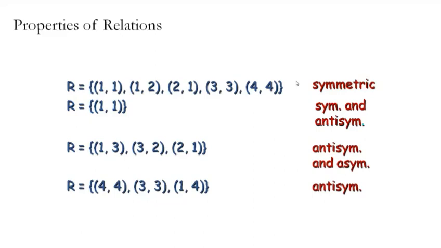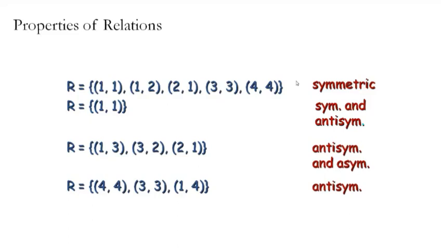Now what are the other features? 1 comma 3, 3 comma 1 is there? 3 comma 1 is not there. 3 comma 2, 2 comma 3 is there? No. 2 comma 1, 1 comma 2 is there? No. So it is antisymmetric and asymmetric. Antisymmetric and also asymmetric.